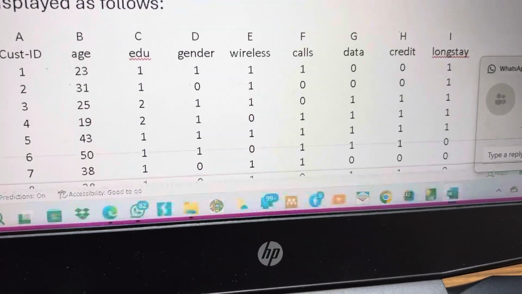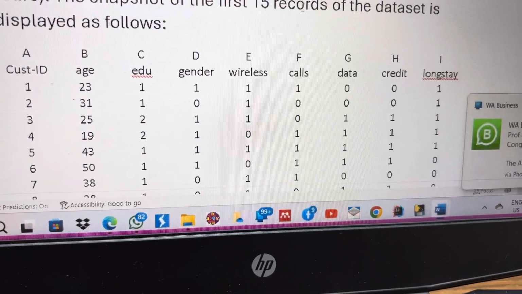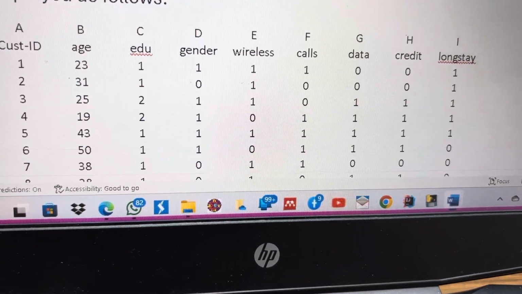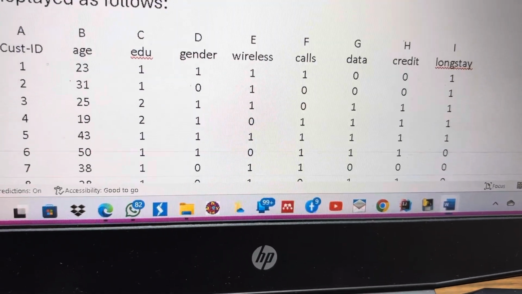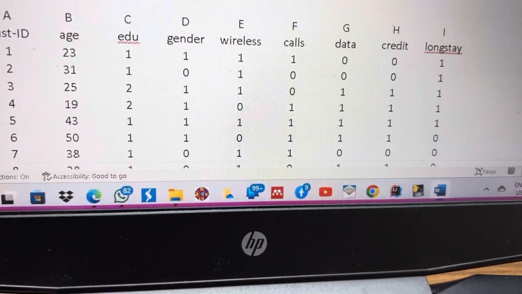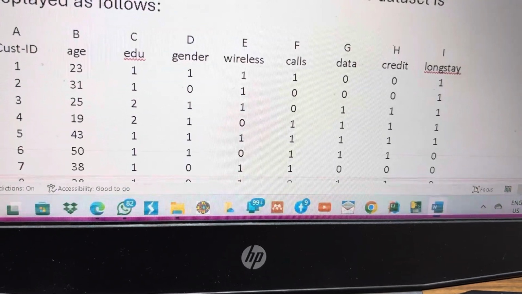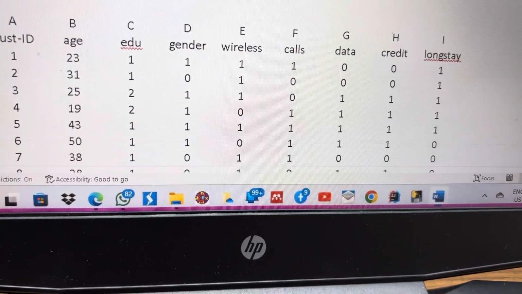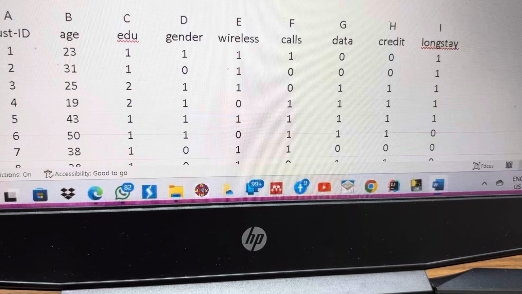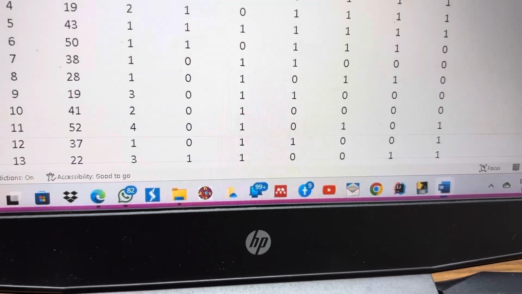Now you can see from what you are seeing here that customer ID is not part of what we are going to analyze, but is just a way of identifying the customer. But age is a continuous variable. You can see it varies according to the age of the driver: 23, 31, 25, 19, 42, 50, and so on. Then the education also varies according to the education level. That is a kind of categorical variable. You have 1 maybe for primary, 2 for secondary or high school, 3 for college, and then 4 for higher education.